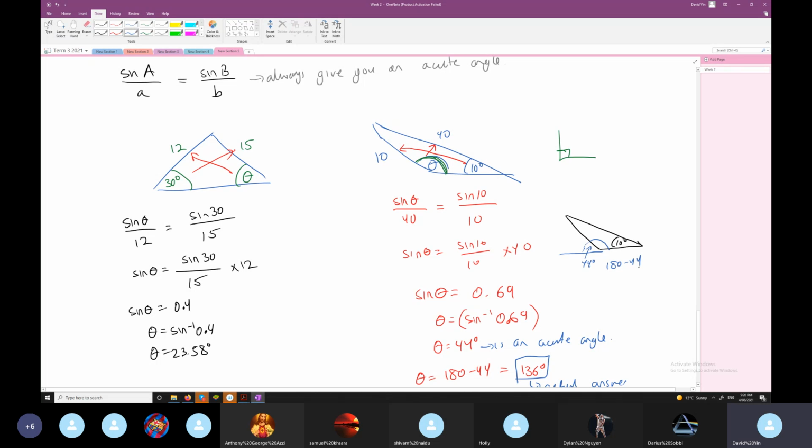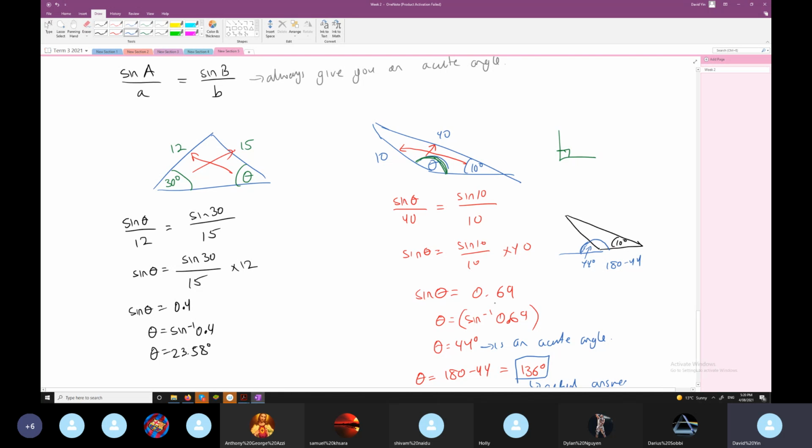Does that make sense? What you've really found is this part here, which is outside the triangle. If we took away the 10, that would mean you're trying to find the angle sum of a triangle. So this 44 is kind of an external angle. Because it is an external angle, you do 180 minus 44 to get what this angle here is, which is 136.